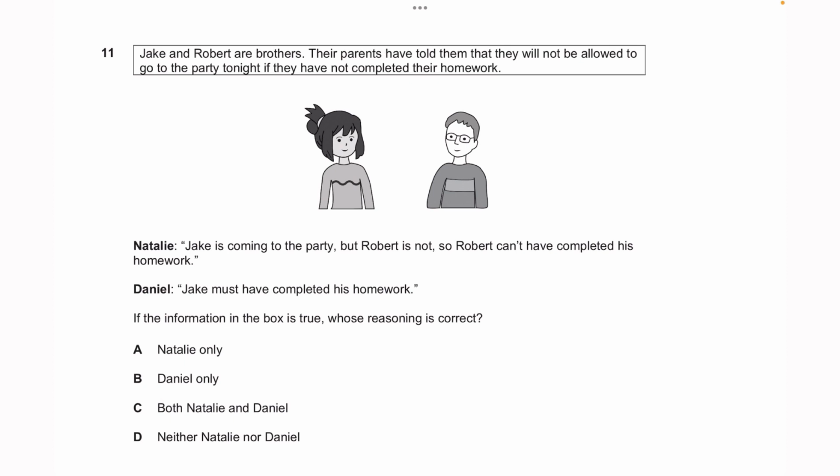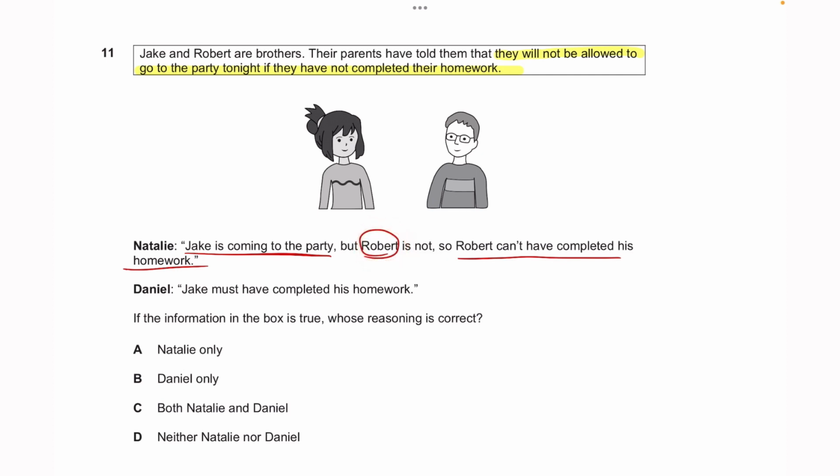The key thing we know is that they will not be allowed to go to the party tonight if they have not completed their homework, okay? That's the key piece of information. Now, what we know is that Jake is coming to the party, but Robert is not. So Robert can't have completed his homework. And so if we have a look, basically, we know that Jake is coming to the party, but we're focusing on Robert here, and Robert's not.